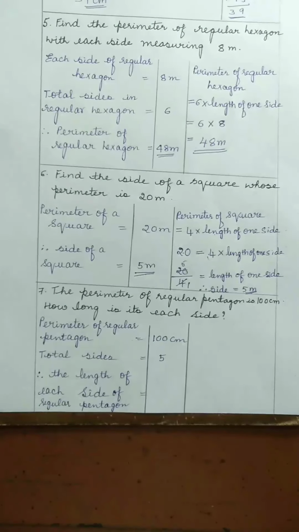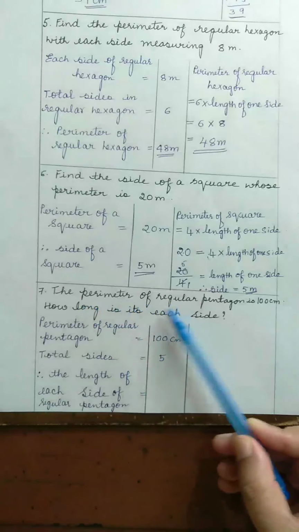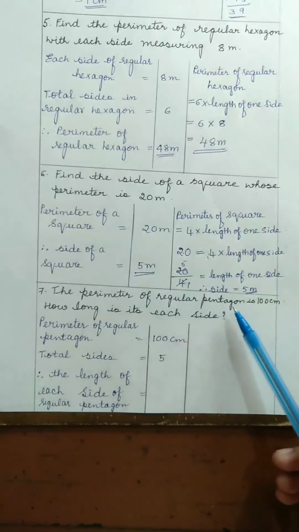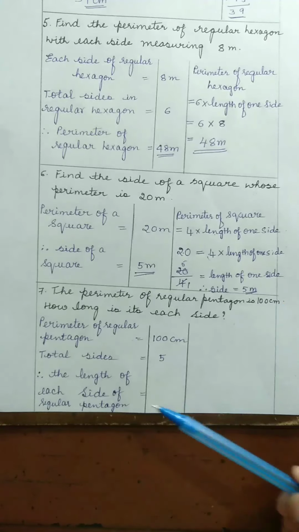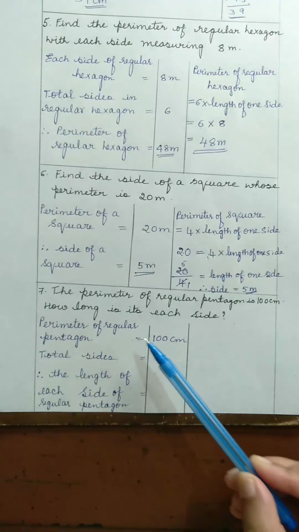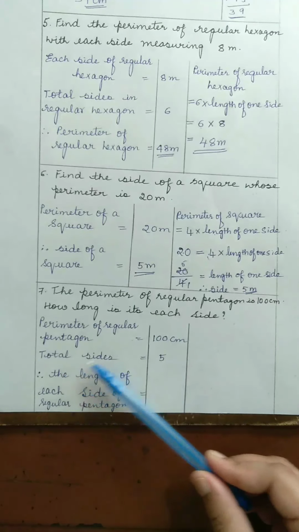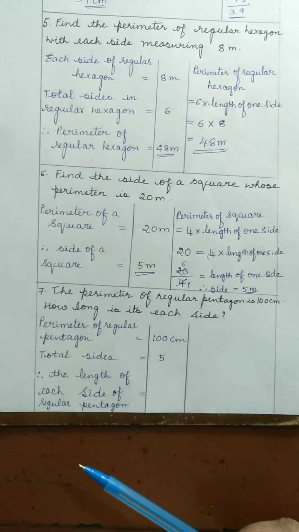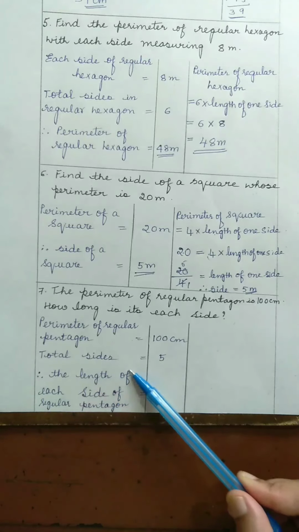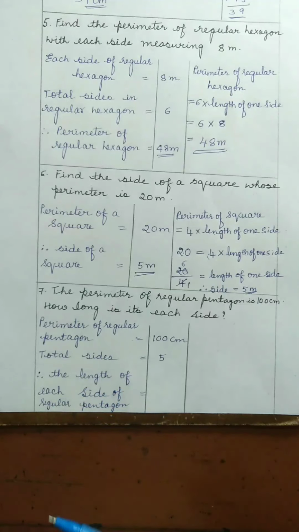Seventh question. Find the side of a regular pentagon whose perimeter is 100 centimeter. So, a pentagon has 5 sides and the perimeter value is equal to 100 centimeter. Total sides in a regular pentagon is 5. Now, we need to calculate the length of each side of the regular pentagon. In a regular pentagon, all the 5 sides are equal.